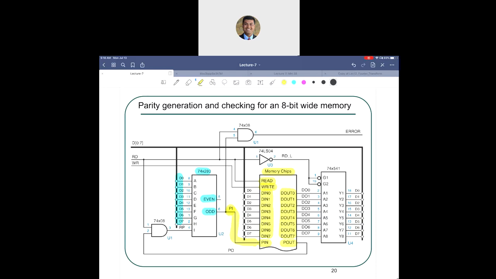The next chip is the 74X541. That is the 8-bit transceiver. It's a tri-state device. So when it is enabled, the inputs will connect to the outputs. Otherwise, the outputs will be in the high impedance state.